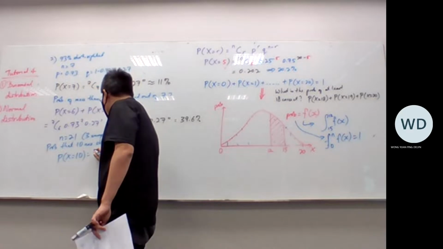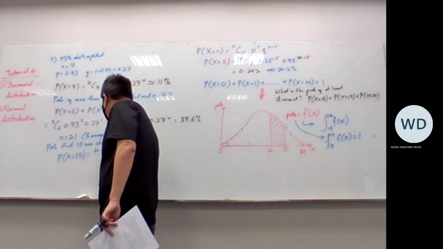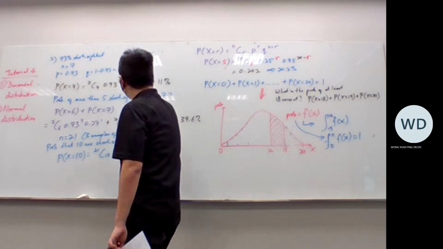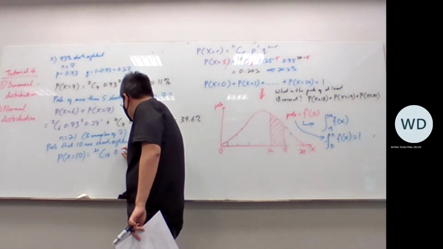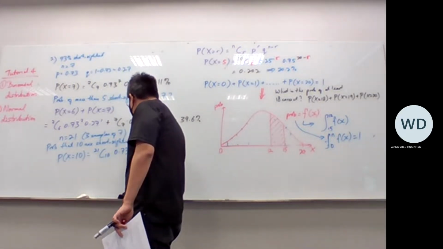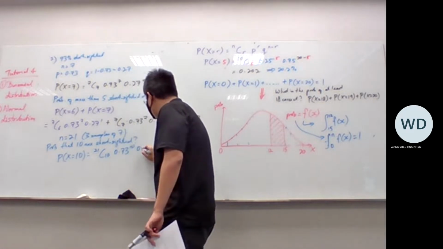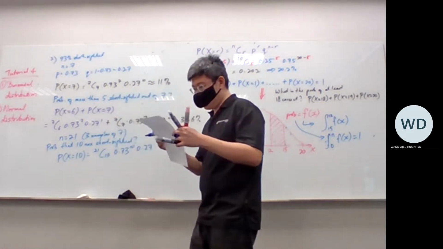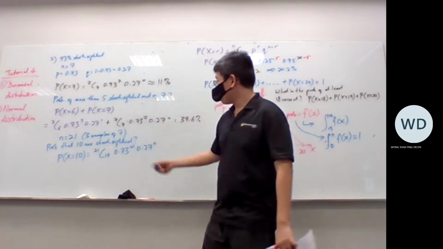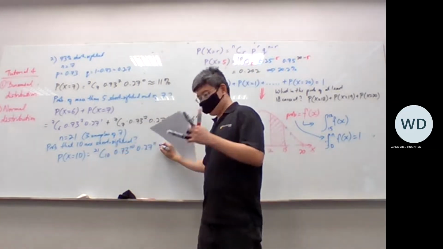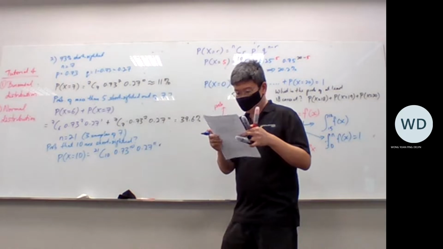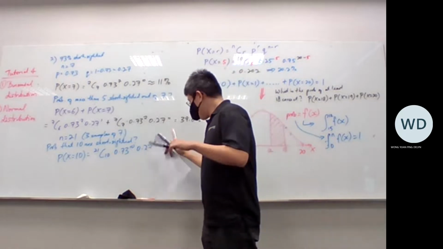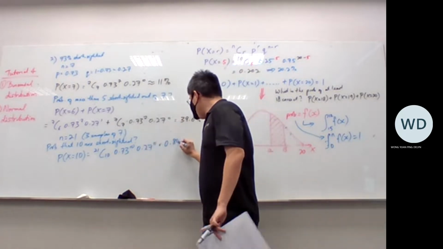The n has to change from 7 to 21. The probability remains the same. 0.27, and here will be 11 because it is 21 minus 10. So you end up with 0.843.